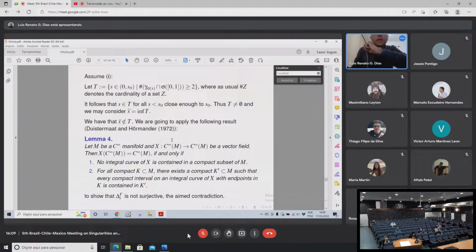The theorem of Sternman and Hormander says the following. We have that a vector field is surjective if and only if no integral curve of X is contained in a compact set of N, and also for all compact K in N, it's possible to find a compact K prime such that every compact interval on an integral curve of X with endpoints in the compact set K is contained in K prime. So the idea is to use this result to show that delta IF is not surjective with this condition of T and S tilde.